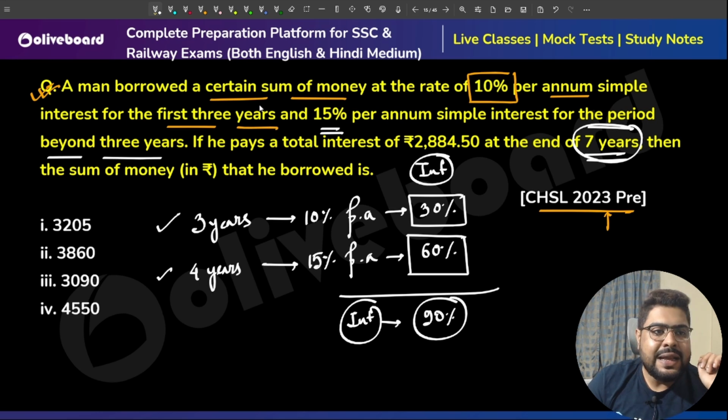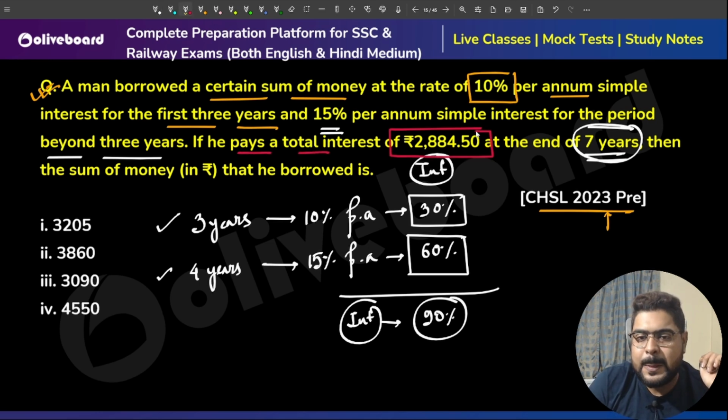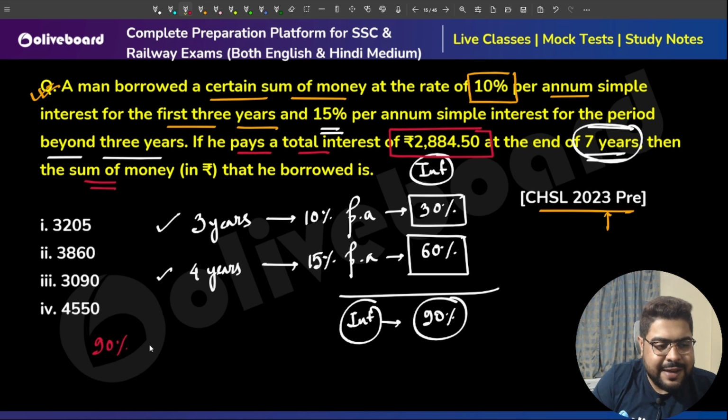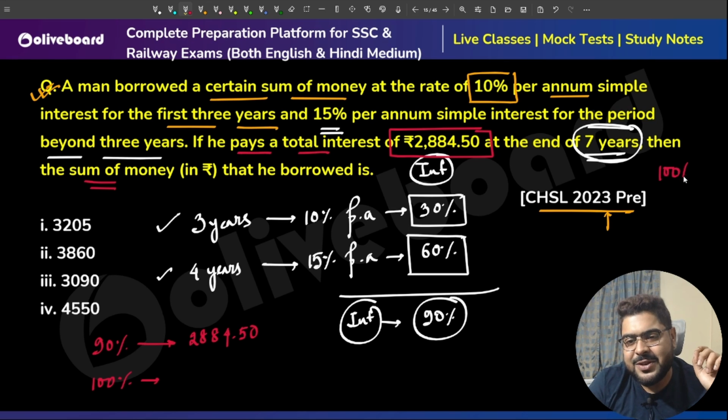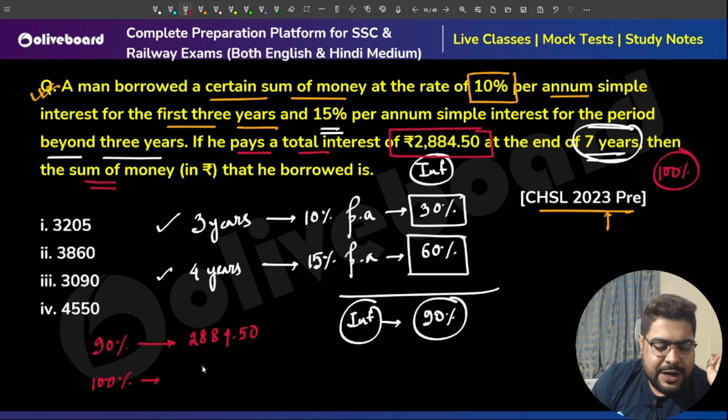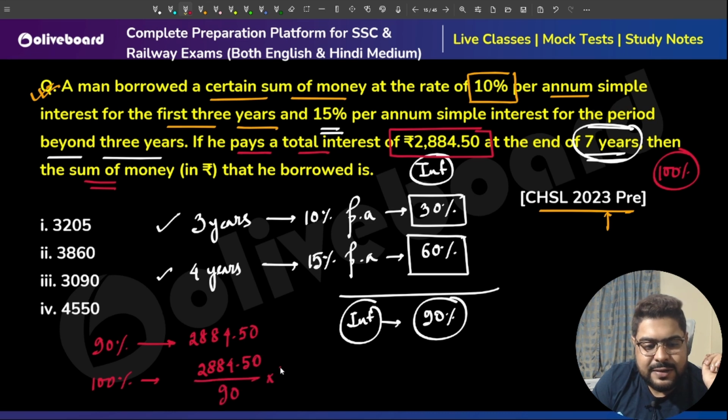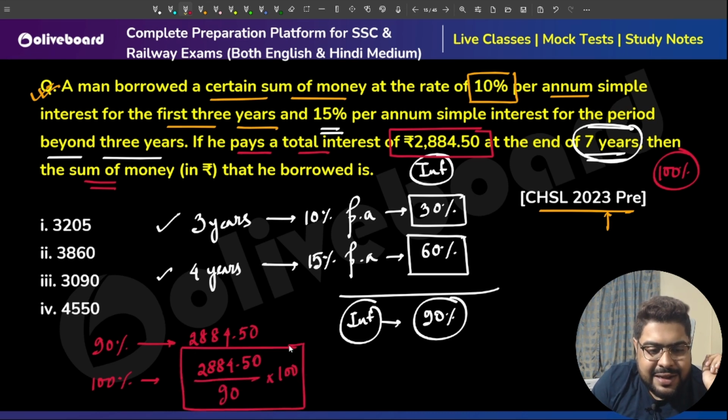Now they are saying the total interest he has paid is this much. Then what is the sum? They have given us this 90% value as 2884.50. How much is the value for 100%? I need it because they are asking the sum. Sum is always the base, that is always 100%. So it is 2884.50 by 90 into 100. Either you can calculate this.